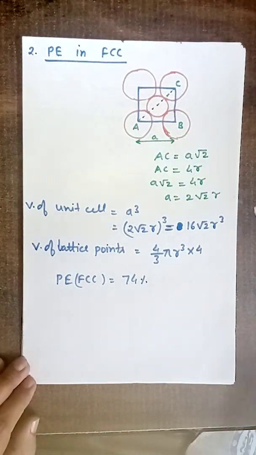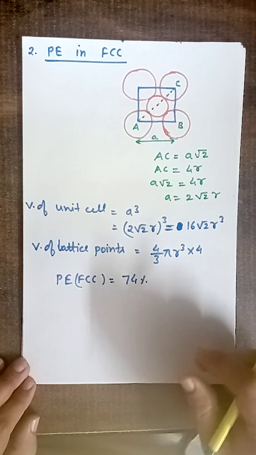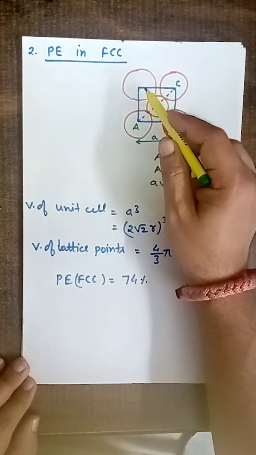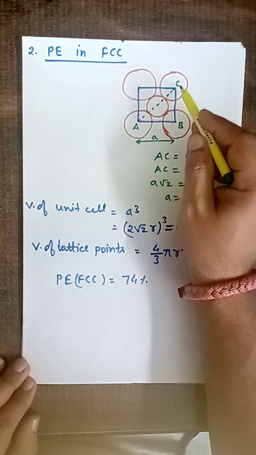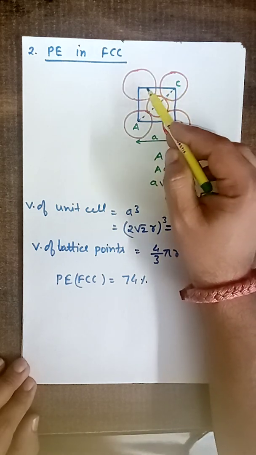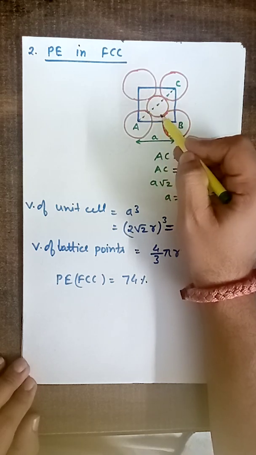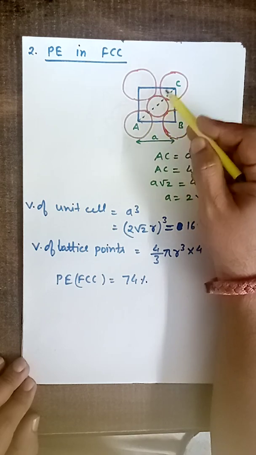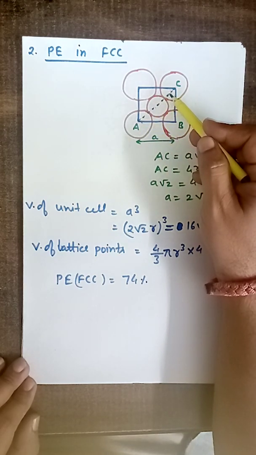Same we can do for the other two unit cells. Like this is packing efficiency in FCC. We know that in FCC particles are placed at corners and one particle placed at the center of each face. Now here the particles placed at corners are not in contact with each other, but all the particles placed at corners are in contact with the particle placed at center of face. You can also say that particles placed at face diagonal position are in contact with each other.